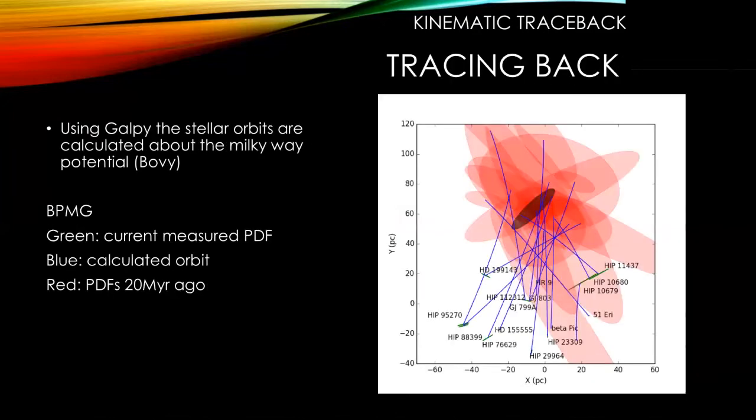Then we trace it back. We use Galpy to project the orbits back in time around the galaxy. Here's an example of the Beta Pictoris moving group. To orient, X is inverted, so we're looking up from the bottom of the galaxy; the galactic center is over here, and the sun is about here. The green ellipses are where the stars are measured to be now, the blue line is their orbit back 20 million years or so, and the red ellipses are the possible locations of each of the stars. So as you can see, it gets kind of messy.